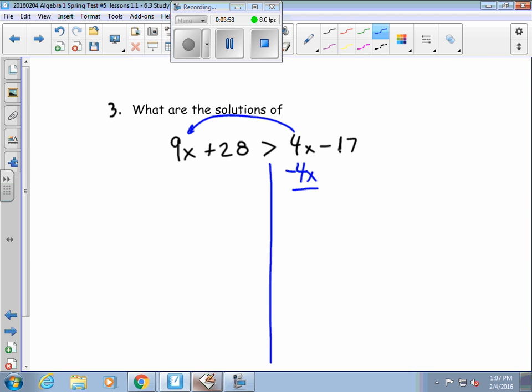In order to undo that, you do that. When you do it to one side, you have to subtract 4x on the other side. 9x minus 4x is 5x. You still have plus 28 there, and you still have negative 17 on the other side.